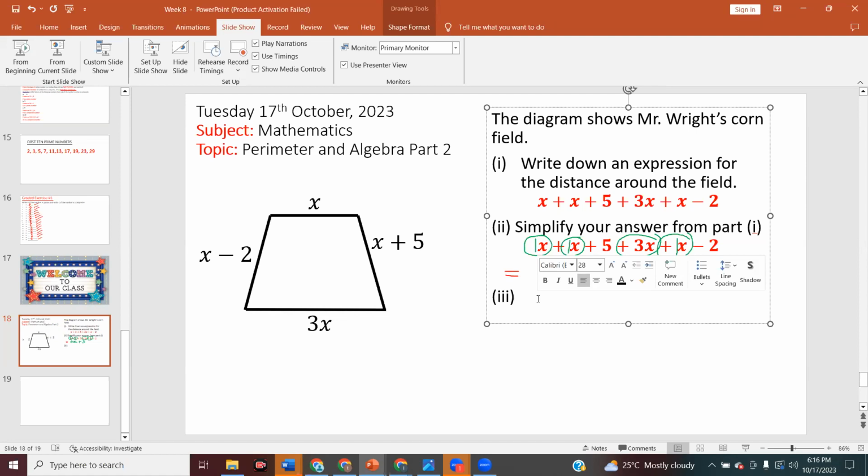So this question says that we have another part to it, right? The other part is that they want you to form basically an equation. So that's the next part of it.